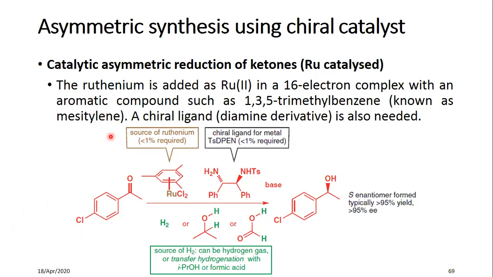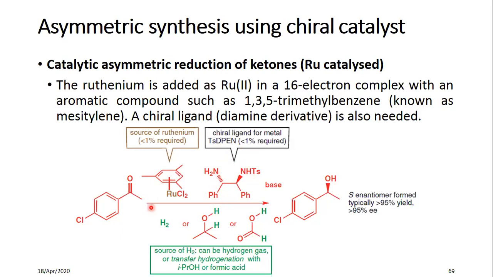And it also requires a chiral ligand. Sorry, the chiral ligand is the diamine derivative in this case. The ruthenium is complexed with an aromatic compound, in this case mesitylene, 1,3,5-trimethylbenzene, and it also requires a chiral ligand for the metal, which we'll shortly see.